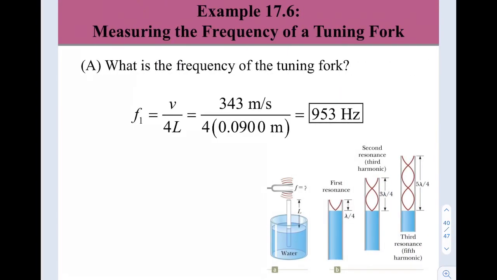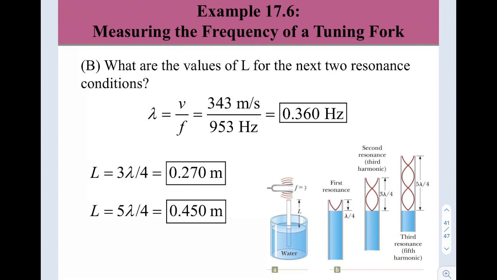A. What is the frequency of the tuning fork? Since this is a case of closed at one end, for the basic or fundamental frequency, the first harmonic, n is equivalent to 1. So you have 343 over 4 times 0.09, which gives you 953 Hertz.